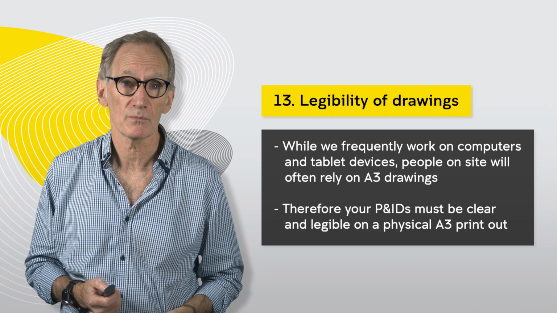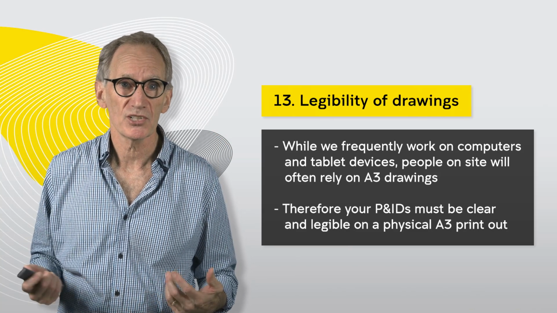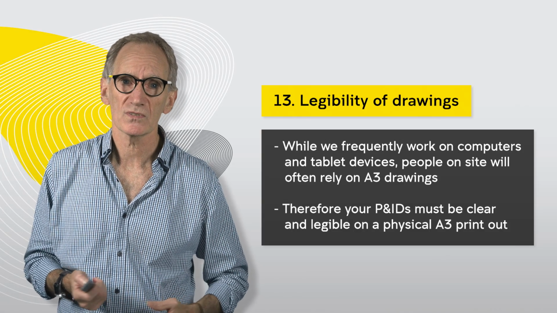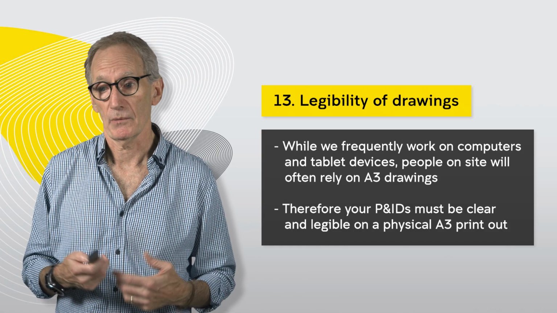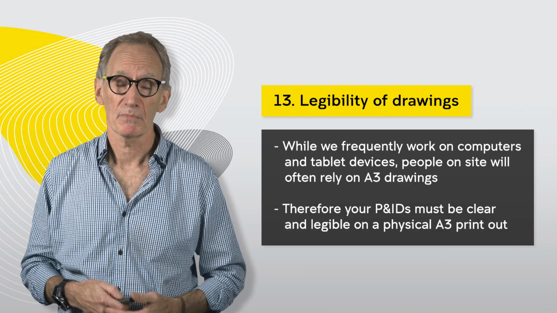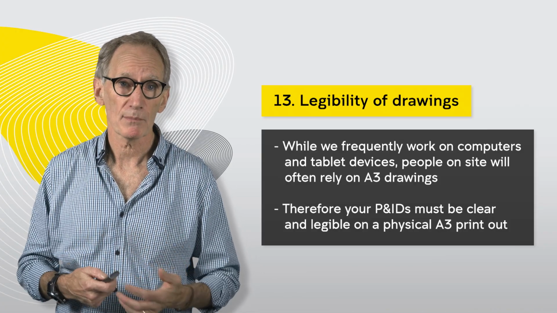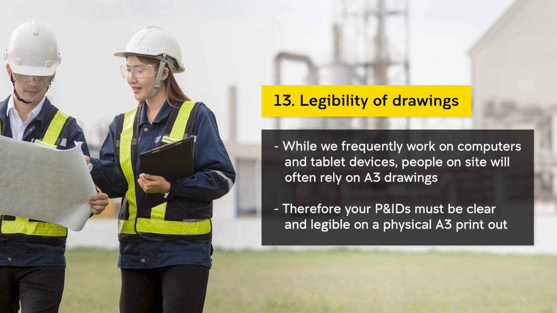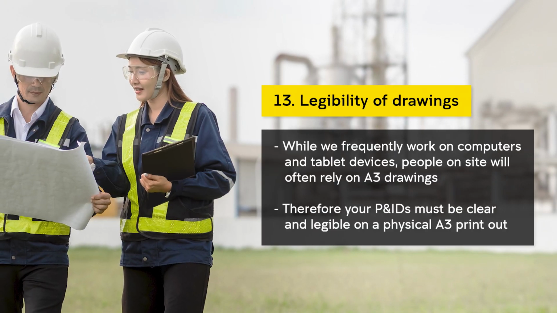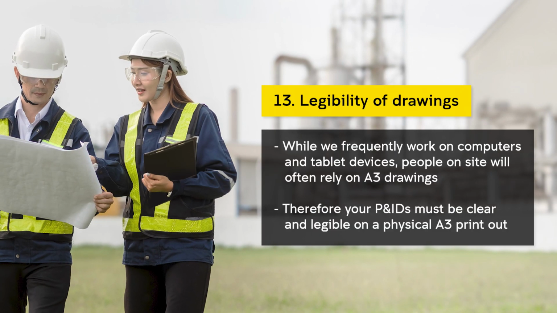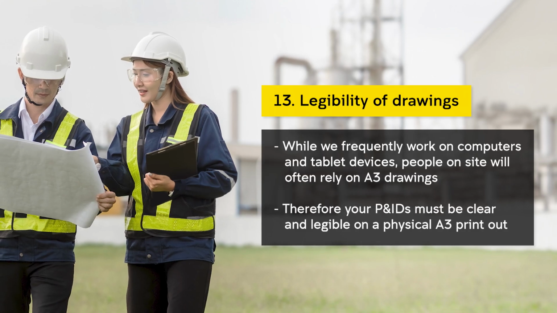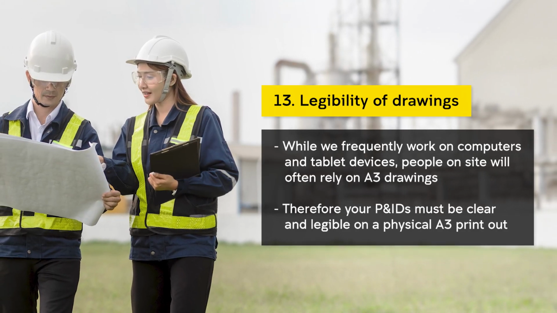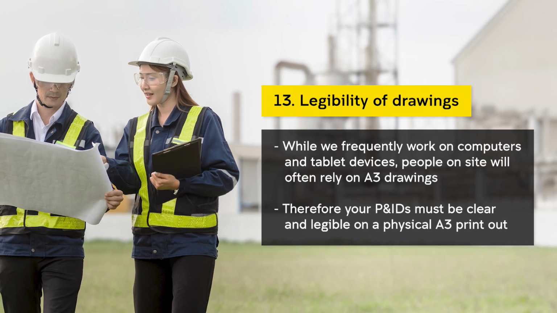Legibility of a drawing is really important. In this digital age, when we sit in an office and we work with our computers, we're used to seeing things on a screen. And we expect that everybody does that. But the reality is, people on site, when they're building something, they don't walk around with a computer. They walk around with a bunch of A3 drawings, and they're looking at those drawings and they're trying to work out what it is. They don't carry computers around. So that means that what we're looking at has to be clear on an A3 printout.